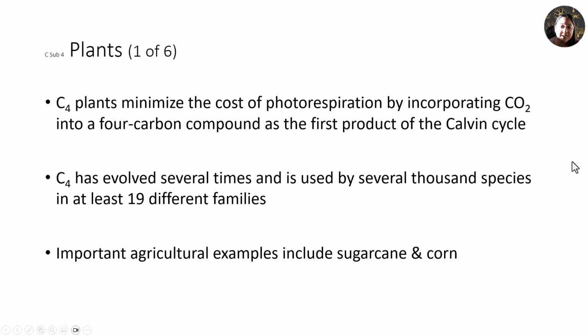And so this process in C4 has evolved several times and is used by several thousand species in at least 19 different families. So it's really interesting when that happens. Like, it's happening independently in these different things. And so some important agricultural examples that have evolved to this include sugarcane and corn.